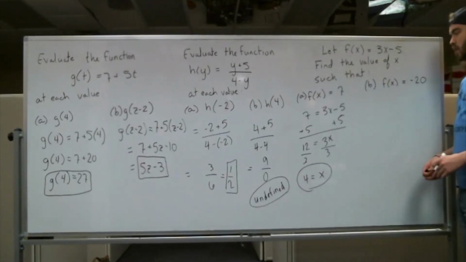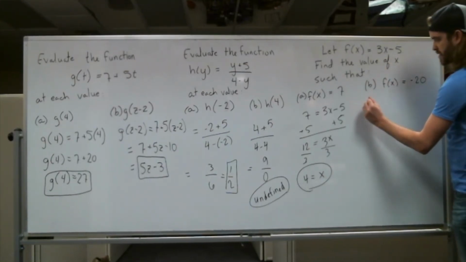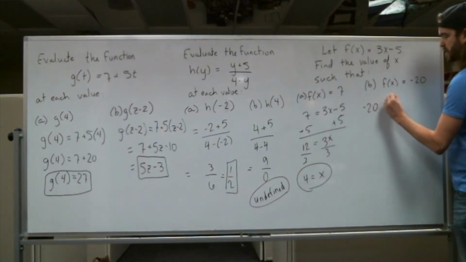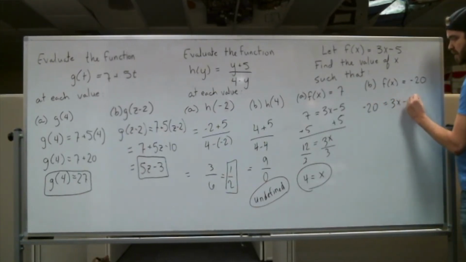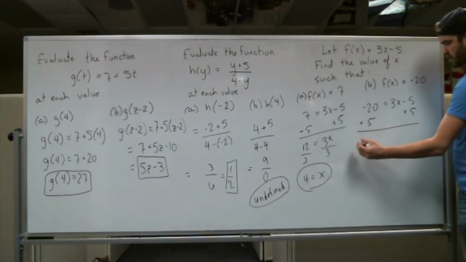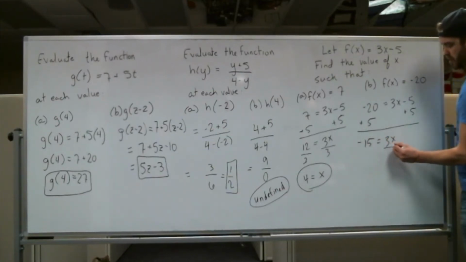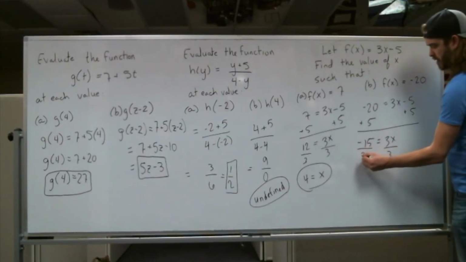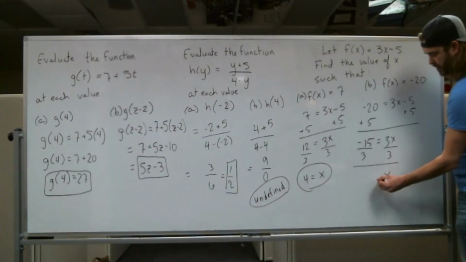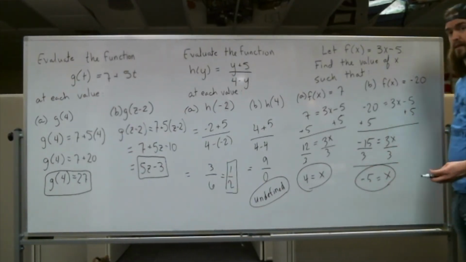Last example, we're going to use f of x is equal to negative 20. So we'll replace f of x with negative 20. Negative 20 is equal to 3x minus 5. And we're going to solve that. So we're going to add 5 on both sides. That's going to give us negative 15 is equal to 3x. Divide by 3 on both sides. That's going to give us a final answer of negative 5. So x is equal to negative 5.